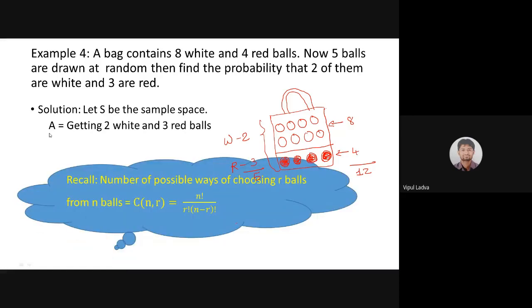For this concept, we need to recall that the number of possible ways of choosing r balls from n balls is nCr, and that formula is n factorial divided by r factorial times n minus r factorial. We don't need to deal with that tedious formula, because a scientific calculator has a function key for combination. You can use that, because a scientific calculator is totally allowed in an examination also.